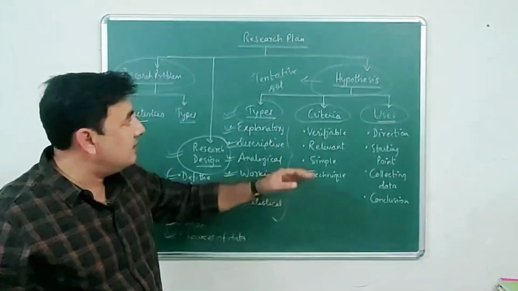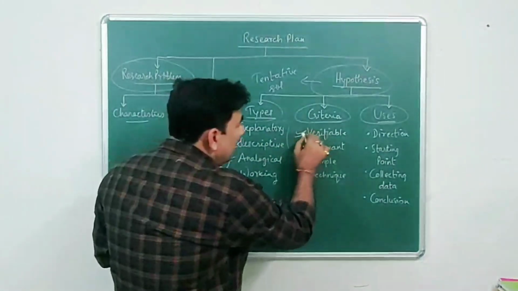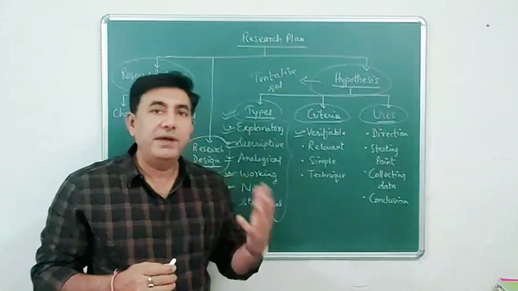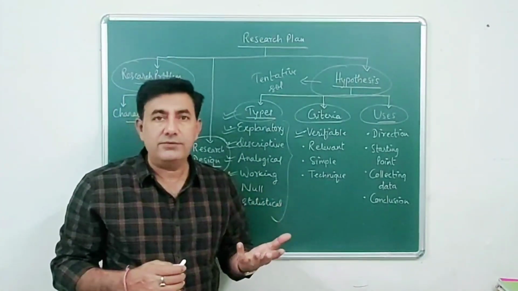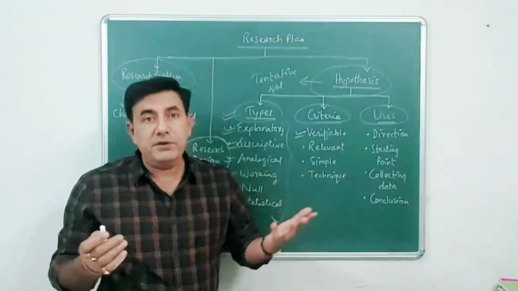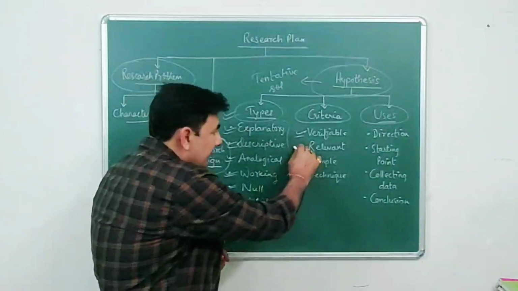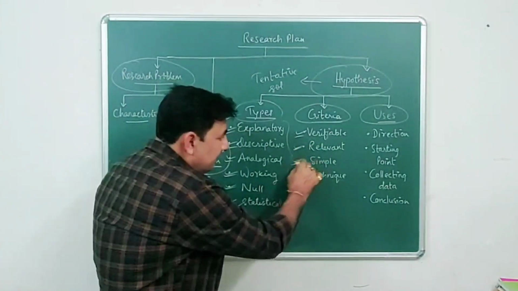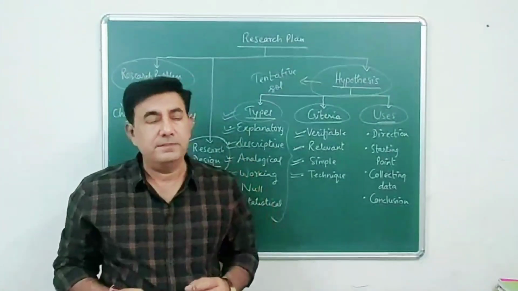Okay, the next thing is criteria. Like hypothesis, it should be verifiable. That means it can be verified whether it is true or false. Because hypothesis is a tentative solution, it may be true, it may be false. So it should be verifiable. It should be relevant to the problem. It should be simple to understand, and it should follow a certain technique, method, right?